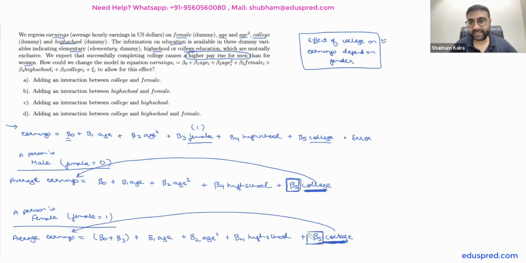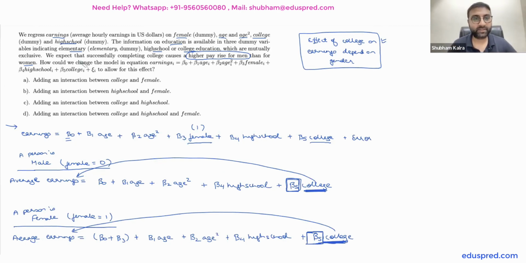So currently, in the equation that they have given to you, whether you are a male or a female, the effect of college on the average earnings is the same. If you are a male, the effect of college on average earnings is beta 5. If you are a female, it is once again beta 5. And this is what they do not want. So they are asking you to modify this equation.